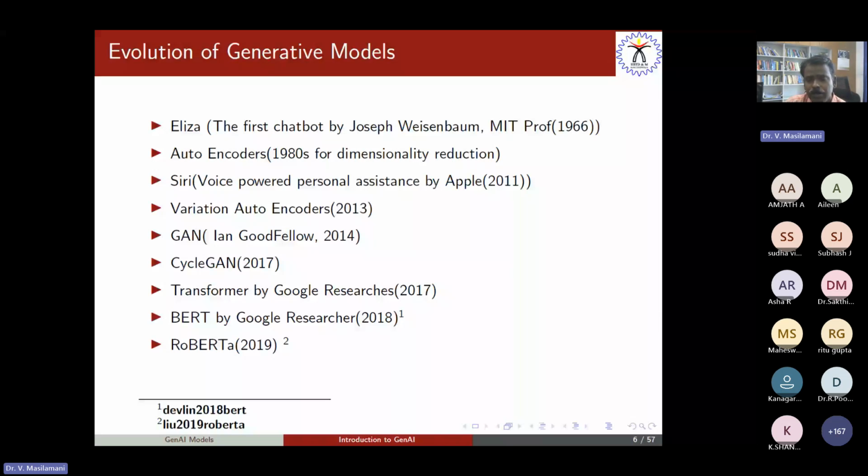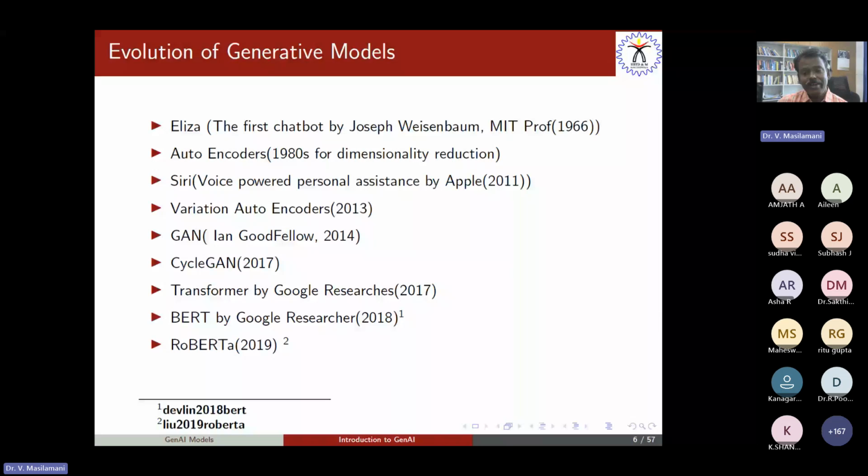And then in 2017, Google researchers developed something known as a transformer. It's also a deep learning architecture, but it is very different from the previous architectures. We'll see the details of it. Then based on the transformer, BERT was introduced by the same group from Google in the next year. And RoBERTa was also introduced by Google people in the next year, 2019.